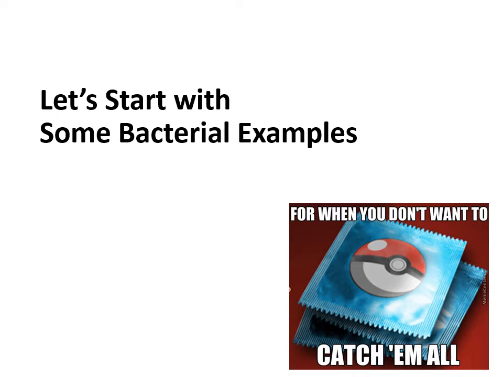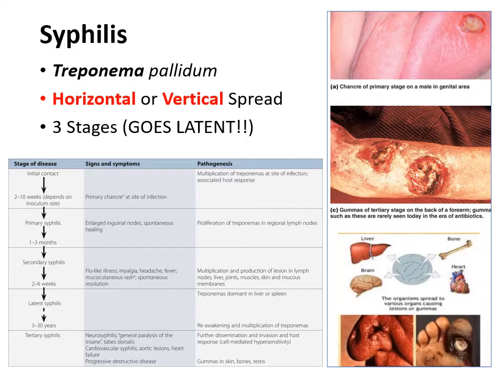We're going to start off with some bacterial examples. The first one is syphilis, and yes, this still exists. A lot of people only think of syphilis way back when, but this still does exist. The cause of this is a bacteria known as Treponema pallidum. And what's important on this slide are the terms horizontal versus vertical spread of infections.